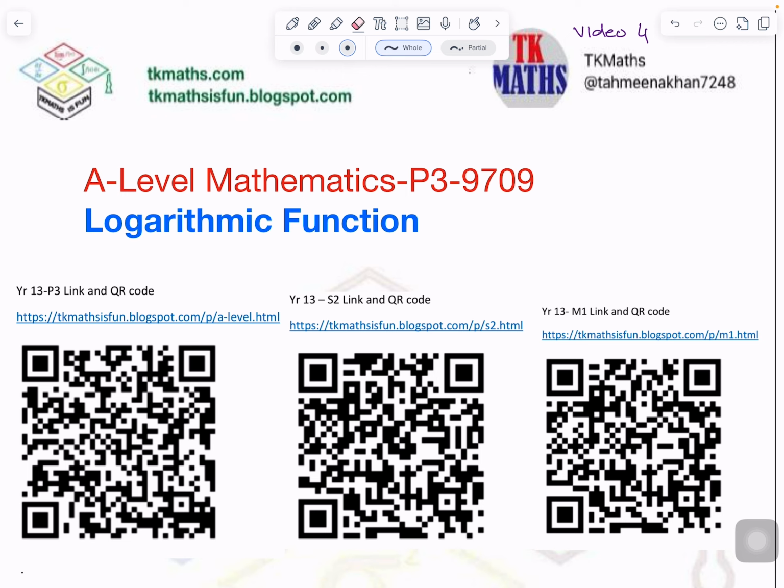In today's video, which is video number 4 on logarithmic functions, part of the syllabus of A-Level Mathematics P3, code 9709, we will again solve two past paper questions.